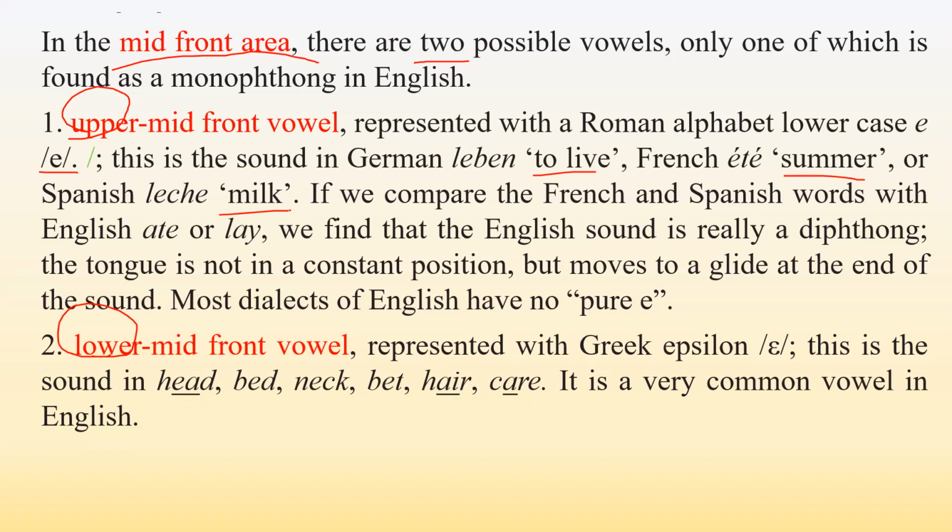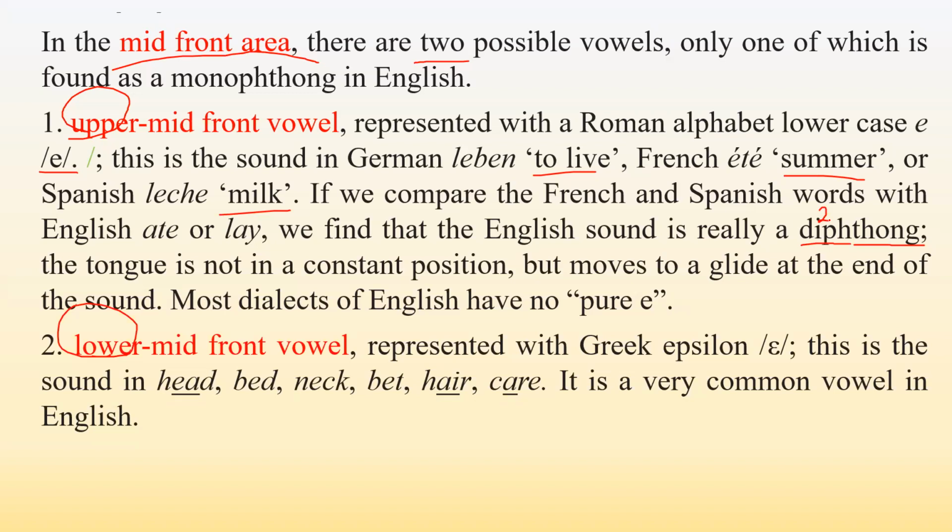Of course, these words are not from English, they are German, French and Spanish. If we compare the French and Spanish words with English a or le, we find that the English sound is really a diphthong. Of course, we haven't talked about diphthongs yet, and soon after this vowel discussion we are going to move on to them. But you should know something about diphthongs now. Very briefly, thong means sound and di means two, so diphthong means two vowel sounds together.